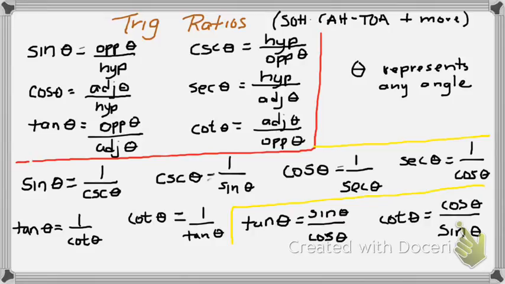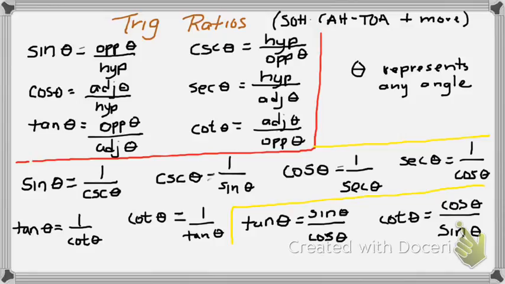So we call those reciprocal identities, and I wrote those right here where you see sine theta is equal to 1 over cosecant theta. Cosecant theta is equal to 1 over sine theta. Cosine theta is equal to 1 over secant theta. Secant theta is equal to 1 over cosine theta. Tangent theta is equal to 1 over cotangent theta. And then cotangent theta is equal to 1 over tangent theta.